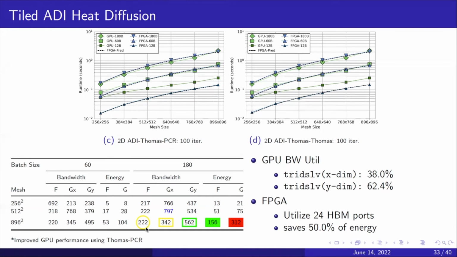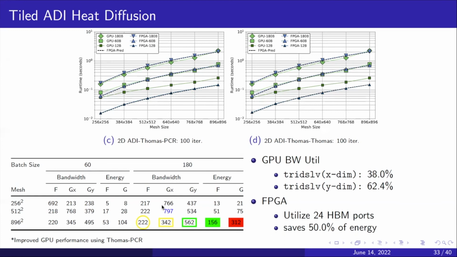And here, for the largest configuration, FPGA's bandwidth reaches around 222 gigabytes per second. This is slightly lower than the other values we have seen. This is because we can't pipeline X and Y solves because of the larger mesh. We can only pipeline RHS and H-solve.